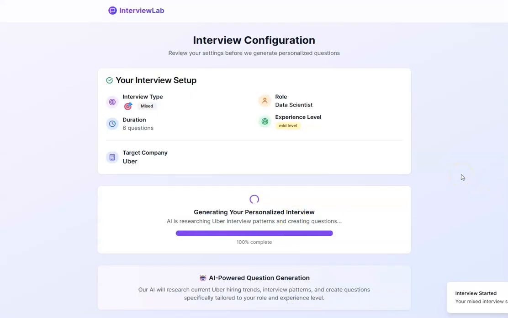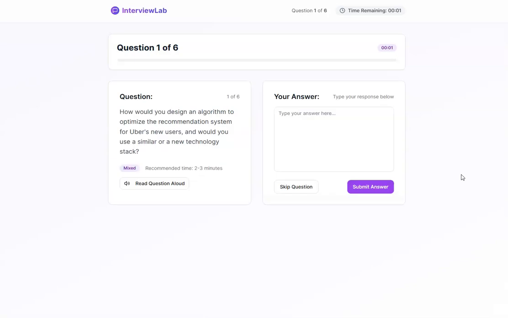Sonar API connects to all the databases of questions out there, and also the product, the trends of the company, and the patterns of interview questions related to that company, to get very specific questions tailored to the role and also the company that you interview for.